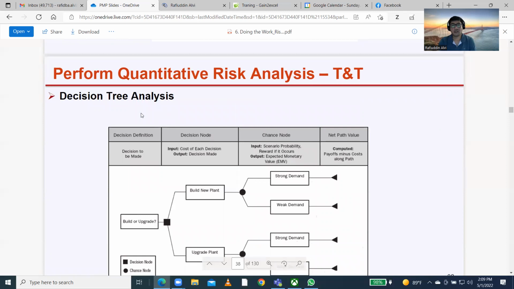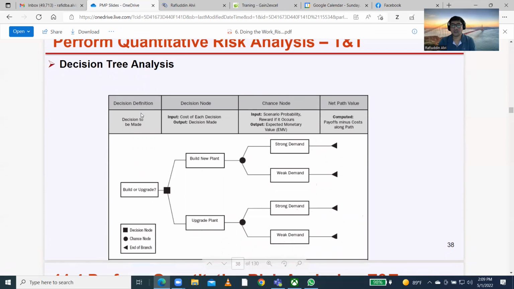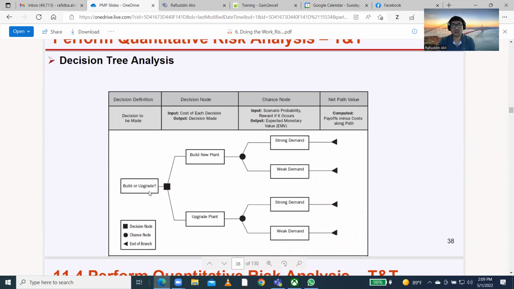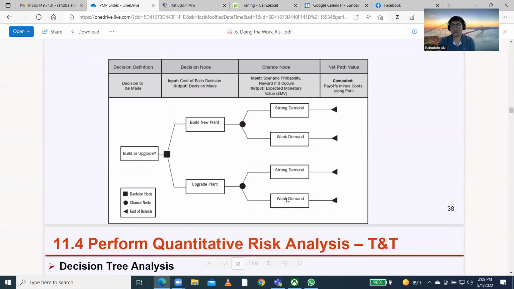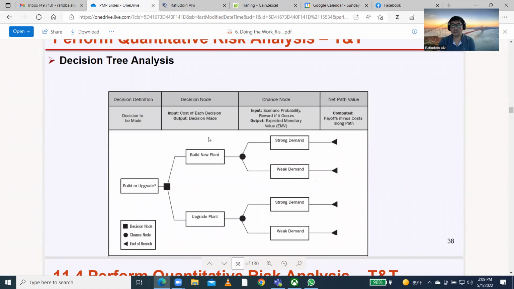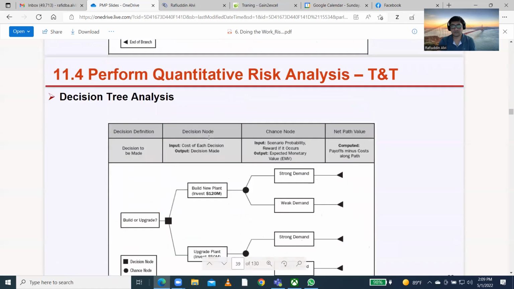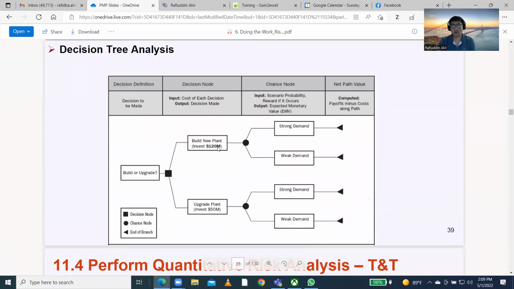Similar to that, we have decision tree analysis. Decision tree means how you decide based on these figures or based on your project. For example, if you build, what is the impact on the project? If you upgrade, what is the impact? After building a new plant, what is the demand, strong or weak? After upgrading, what is the demand, strong or weak? We categorize this based on a tree. This is called decision tree analysis. If you build, you have to spend $120. If you upgrade, you have to spend $50, something like that.